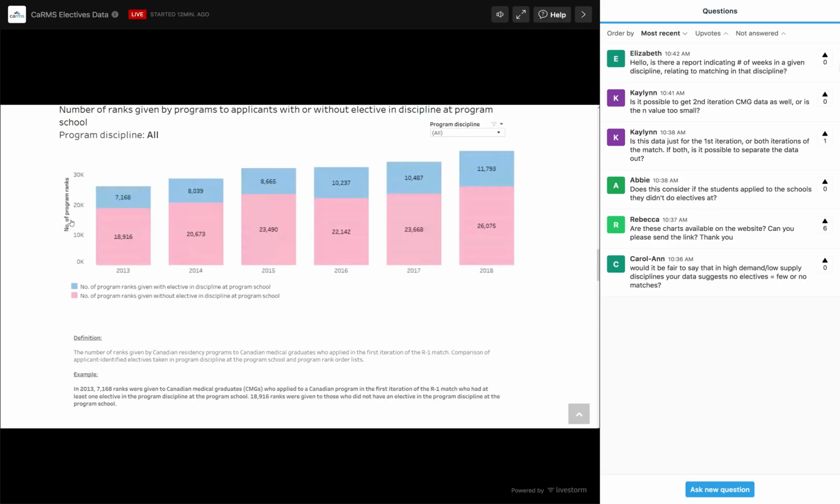So you'll see here the baby blue are the number of program ranks given with an elective in the discipline at the program school, and the pink is the number of program ranks given without an elective in the discipline at the program school. So just a brief, pardon the pun, color commentary.